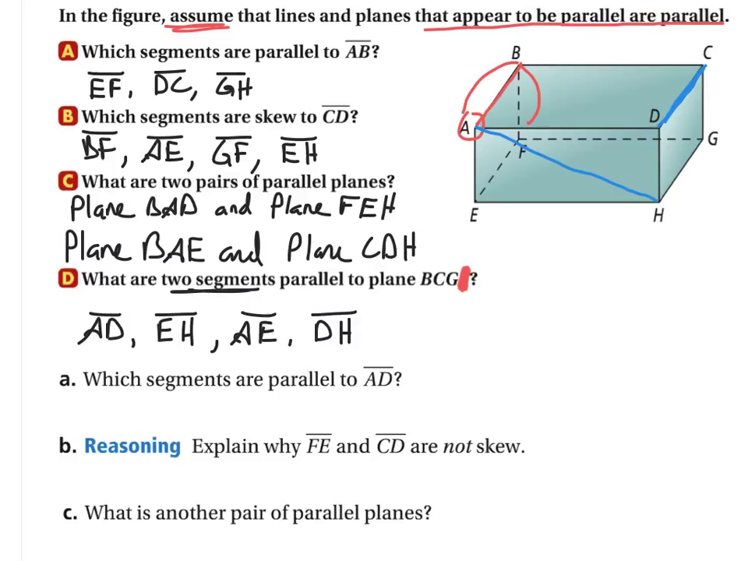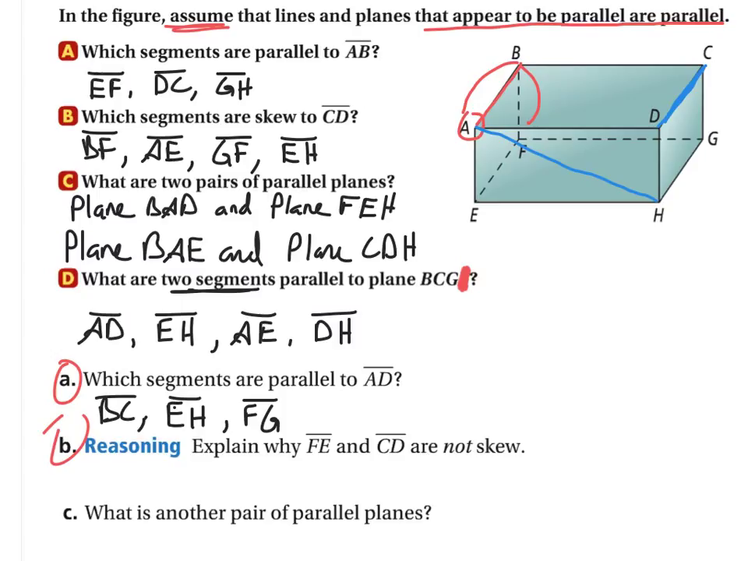Okay, then real quick, I would like everybody to do example A and B. Ready, set, go. Okay, looking at example A there, which segments are parallel to line segment AD? What do we think? Anybody tell me one? Line segment BC, I agree. What else? EH, I agree. EH and yep, FG.